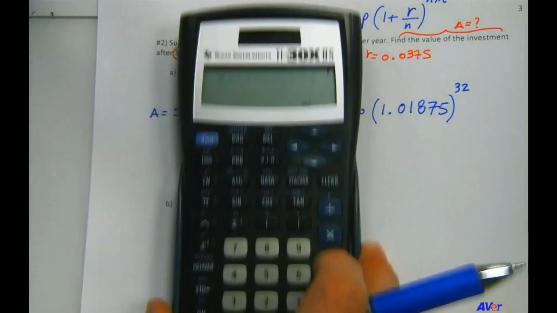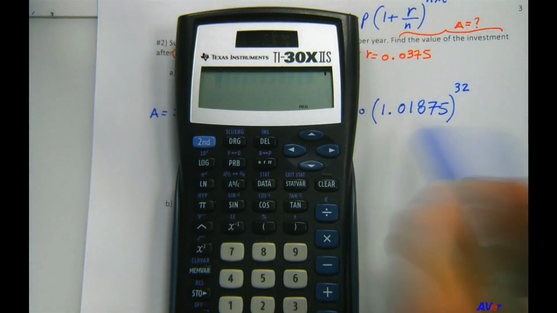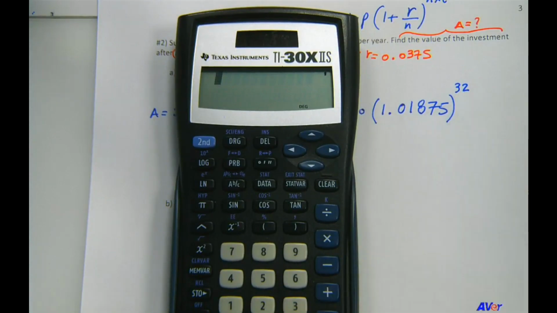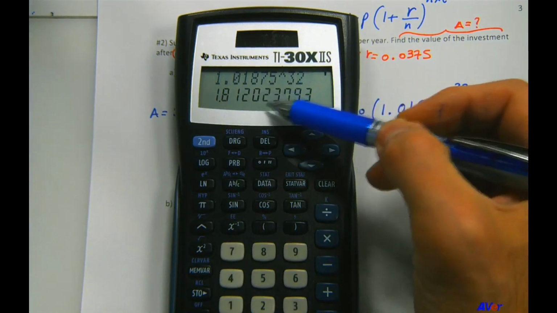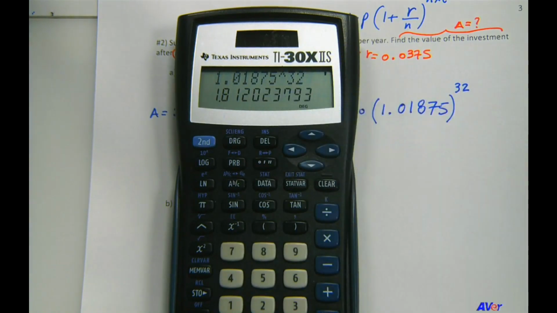So let's bring this back. I'm going to raise that quantity to the 32 power. So 1.01875 raised to the 32 power. So we get that, 1.8120237.